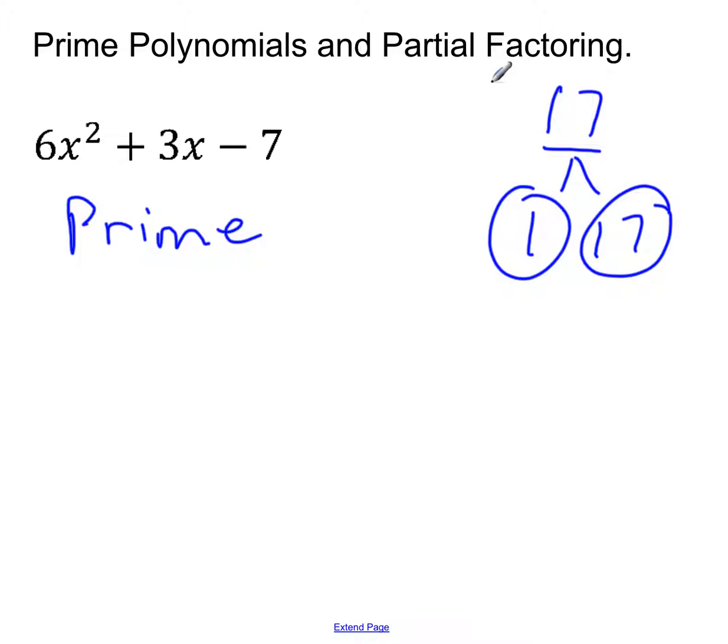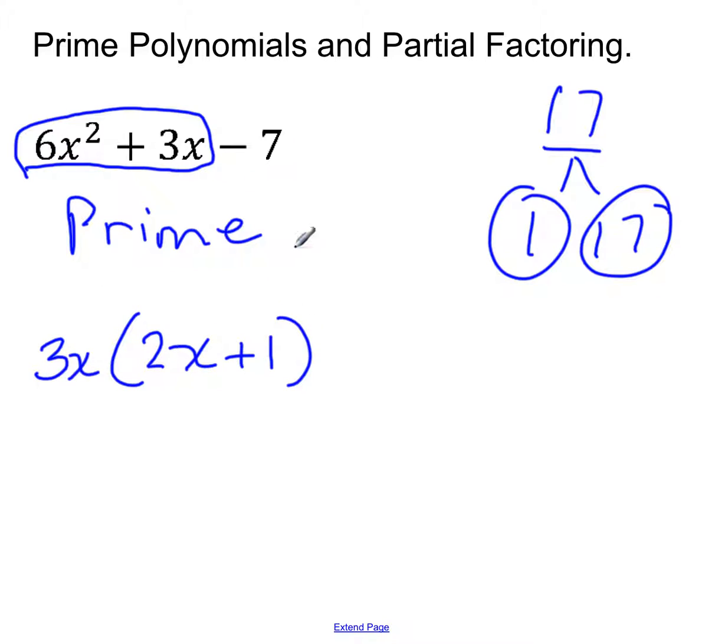Okay, there's this other thing called partial factoring. If I take 6x squared plus 3x minus 7, I see that these 2 in the front have a common factor, but not the 7. So maybe I just want to factor the first part. So I could pull out a 3x, which would leave me with 2x plus 1, and then I just leave the 7. So I partially factored this polynomial. And again, that can be useful, just like pulling out a negative 1 can be useful.